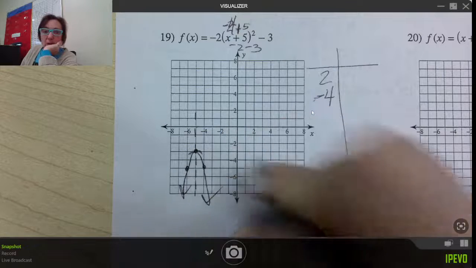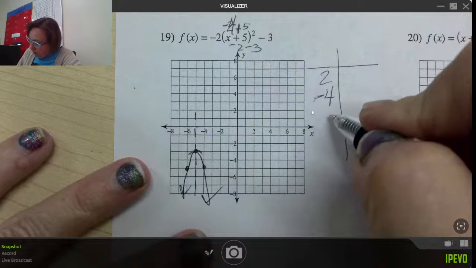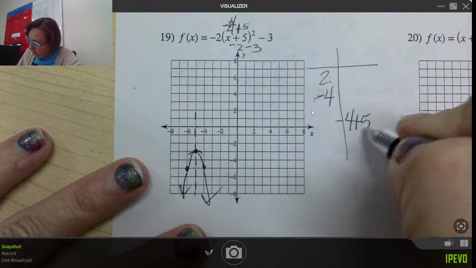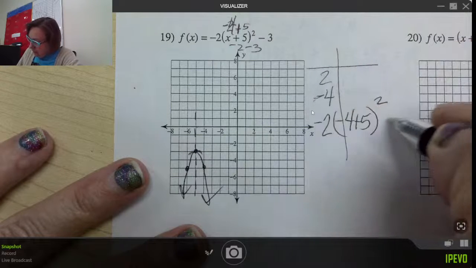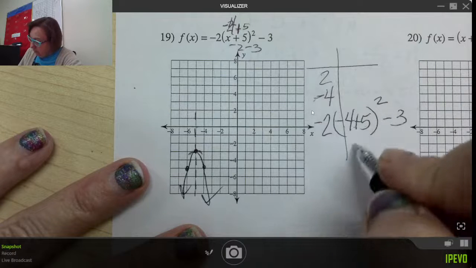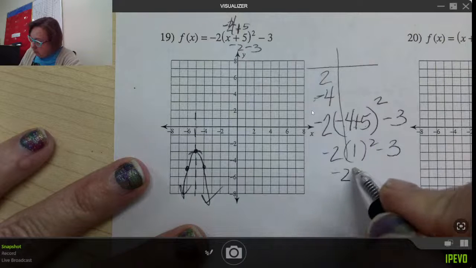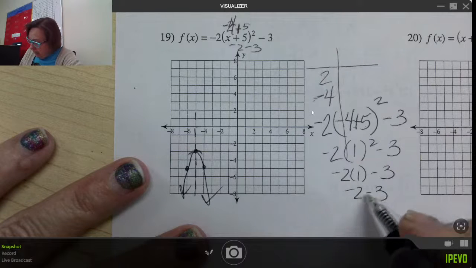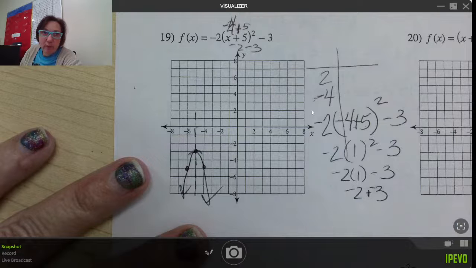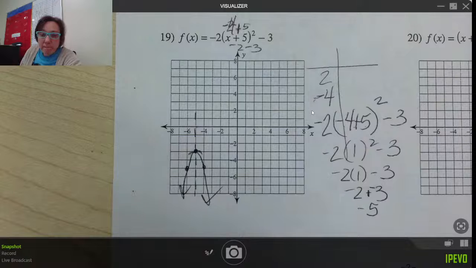Wait, can you just go through how you got to the 5? Yeah. So we put -4 in for x, right? And so -4 plus 5 is 1. And we're squaring 1, but when you square 1, you just get 1. So you've got -2 times 1. And then I always do that add the opposite thing. I just do it in my brain most of the time. And so that's where I got -5 from. Okay, I probably did that too fast.